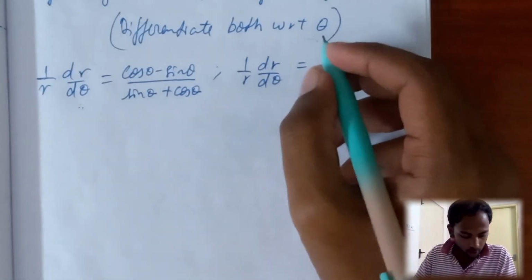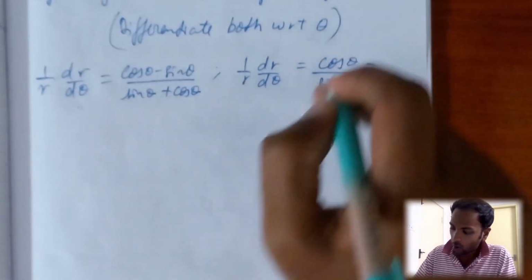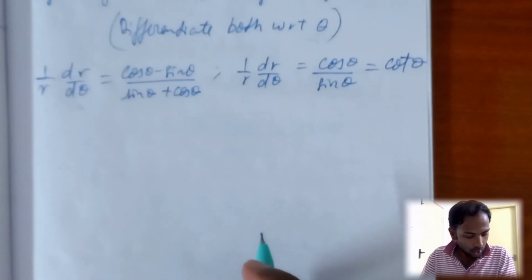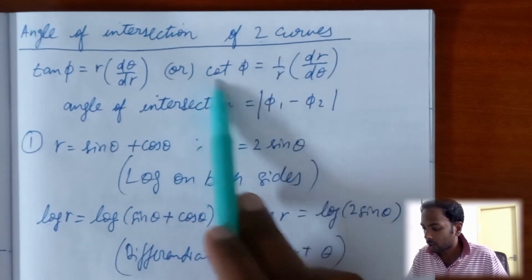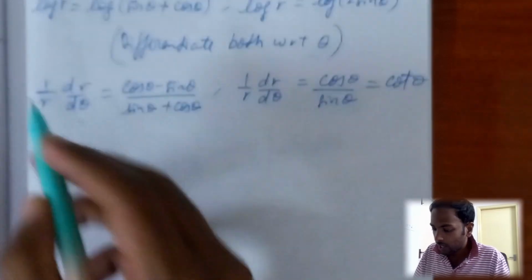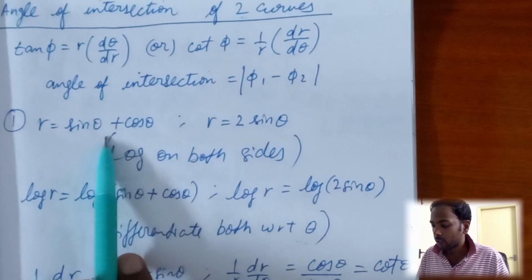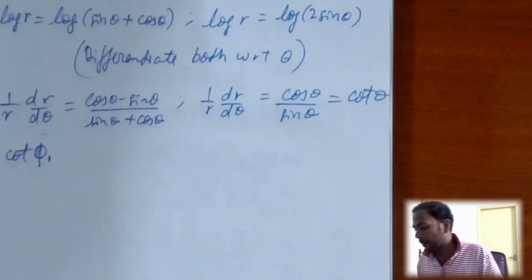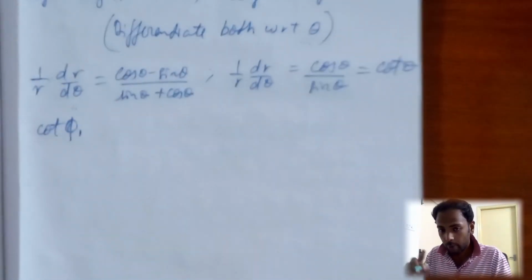Okay. It is equal to cos theta by sine theta, which is nothing but cot theta, since cos by sine is cot. Now look at this. 1 by r into dr by d theta is nothing but cot phi. So let me replace this LHS with cot phi 1, because there are two equations. From this, I will get phi 1. From this, I'll get phi 2. Understood? Okay. Since we are dealing with this equation, I referred to this as cot phi 1.